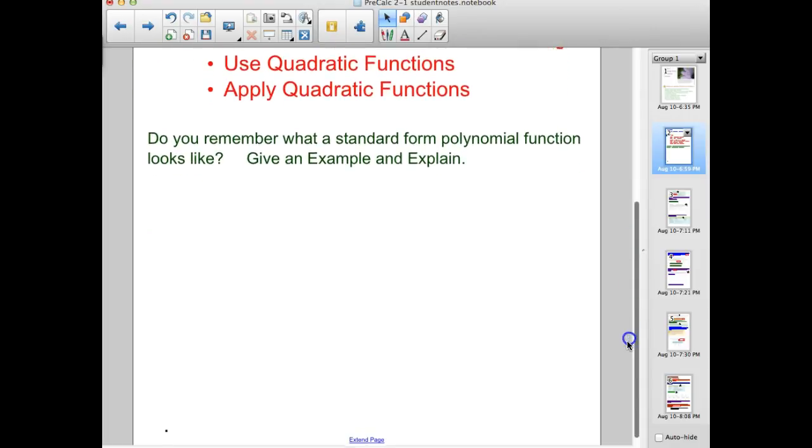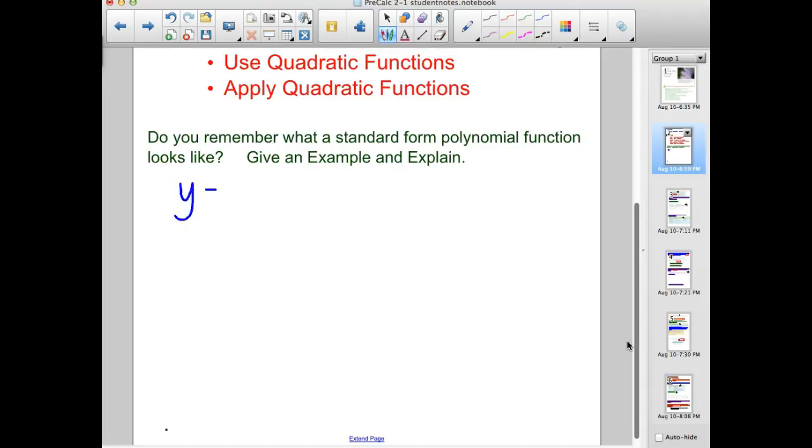Okay, so my first question for you is, do you remember what a standard form polynomial function looks like? If I said write a polynomial, could you do that? Give me an example of a polynomial function. A function, so y equals x squared plus 2, okay? That is a quadratic function. It is a polynomial. You can create polynomial functions by stringing together different linear factors.